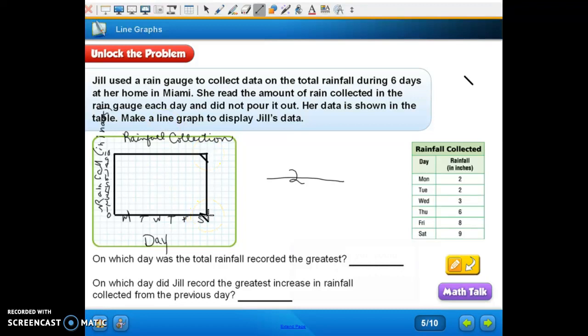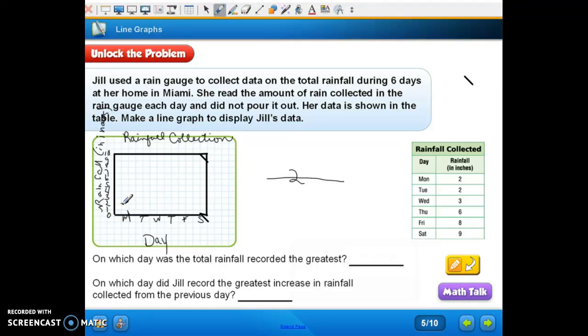Okay. Please ignore those angled lines. I don't know why it's doing it. Okay, so there we go. We have our days across the bottom. We have our inches of rainfall. What was our inches of rainfall on Monday? 2 inches. So we're going to put a little dot on 2 inches.